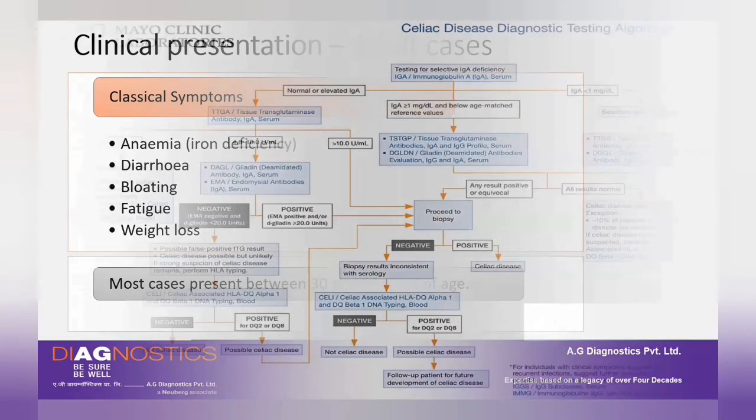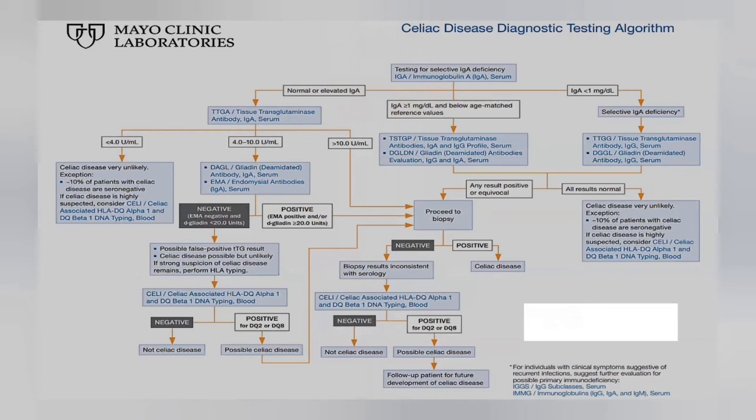So there's an algorithm which should be used for the diagnosis of celiac disease. This is from Mayo Clinic, so you all can access it later if you need, when you are doing the actual testing in your lab. So it starts with testing for selective IgA deficiency, immunoglobulin A, after which it follows the track of TTG, which I've already discussed, the tissue transglutaminase antibodies, followed by the gliadin antibodies and the endomysial antibodies.